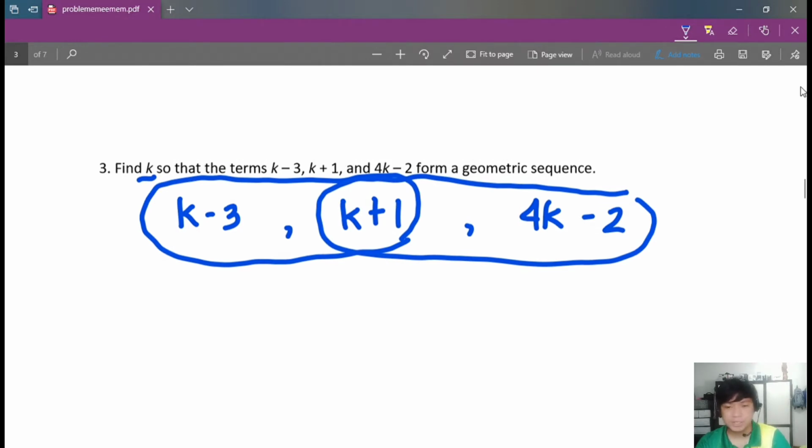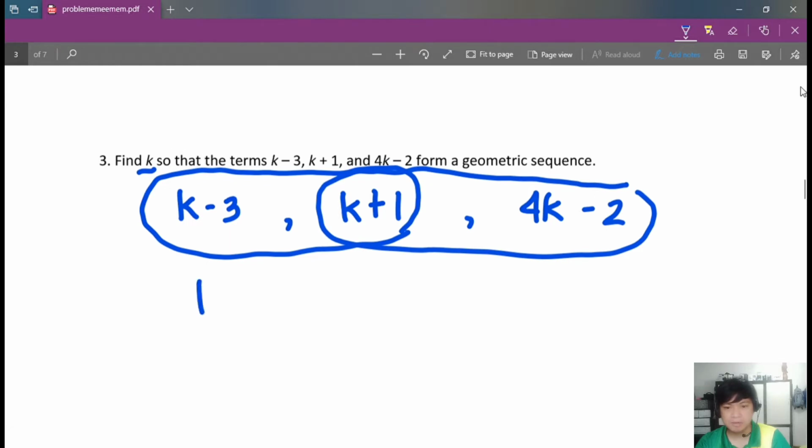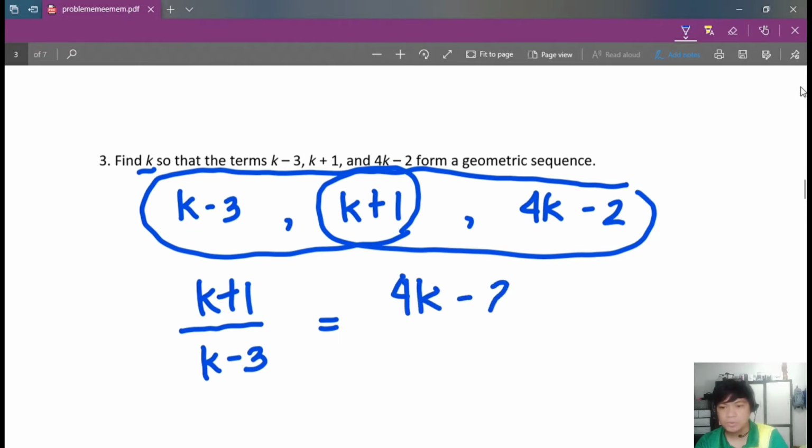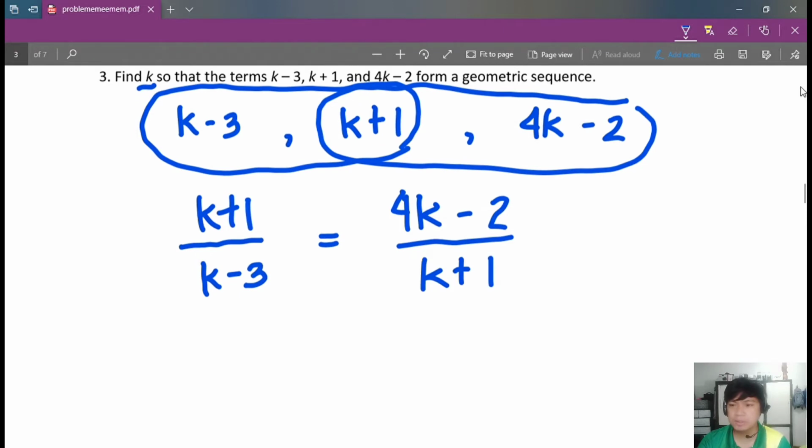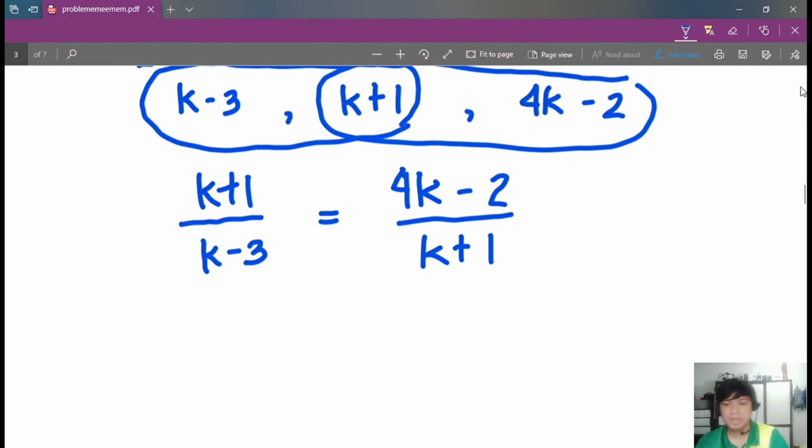We will have an equation. So the first is K plus 1, itong dalawa, K plus 1 divided by K minus 3. And that is equal to itong dalawa naman, so that is 4K minus 2 over K plus 1. So, yan yung magiging itsura ng ating equation. So, we will simplify. We're looking for the value of k.